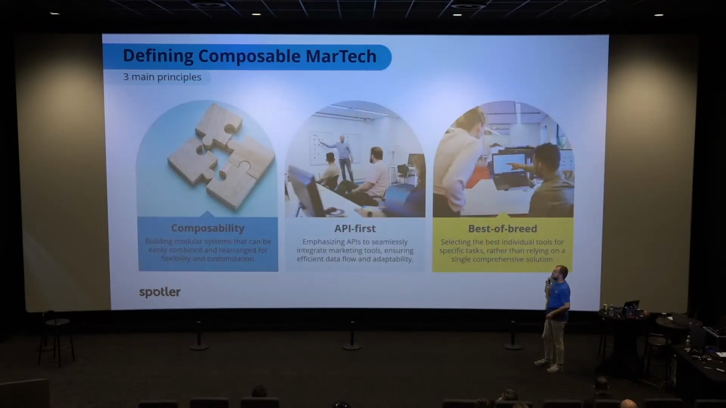Now I'm going back to this one. Okay, so as we're defining Composable MarTech, composability rests on 3 main principles. Composability pretty much means building modular systems. Like I said, the network of independently operating but still communicating with each other, either through API, but it's an API-first approach, like I said.